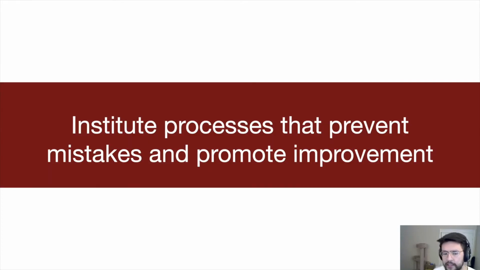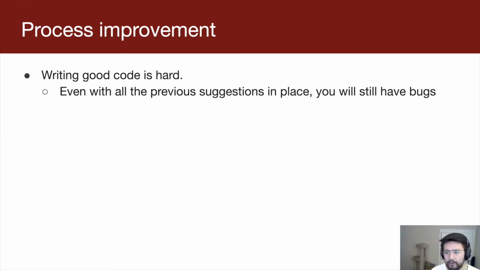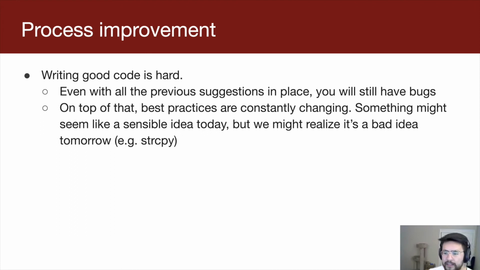So the last lesson that I would say is to make process improvements, not just to write better code, but to improve your processes so that when something bad happens, you don't keep making the same mistake over and over again. Not only that, but when other people make mistakes, you learn from the mistakes of others. All right, so writing good code is hard. You're always going to have bugs. It's an uphill battle. It's just reality. And things are constantly changing.